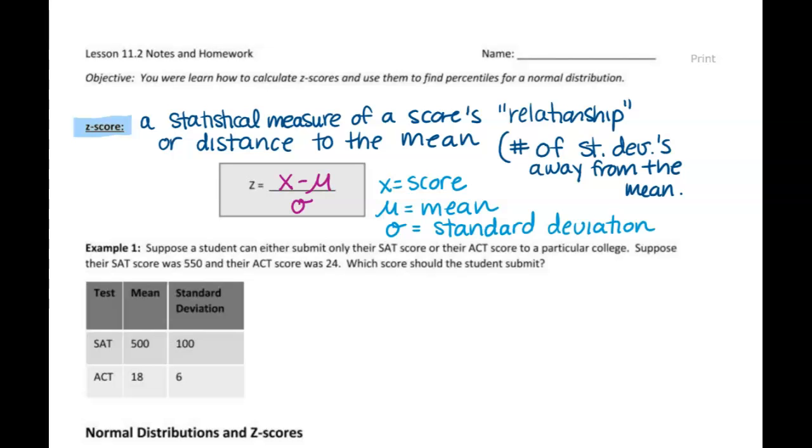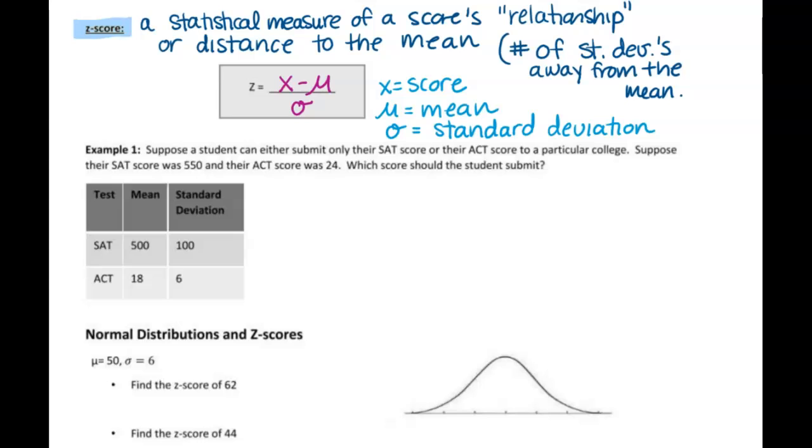So here's how this works. Suppose a student could submit either their SAT score or their ACT score to a particular college. Their SAT was 550, their ACT was 24. Which score should the student submit? We want to figure out which one's better. Just looking at the numbers, I don't know what's better. Presumably this is just one section of the SAT, but we can't tell which one was better until we can measure them and come up with a way to compare them.